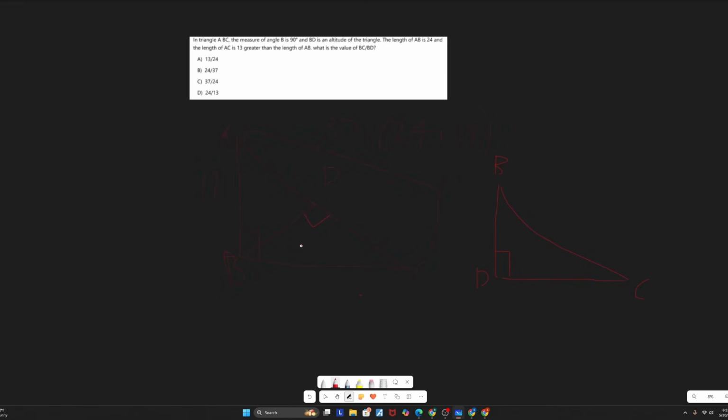We're also told that AB is 24 units, and AC is 13 more units in comparison to AB. So AC would be 24 plus 13, or 37 units in total. And our goal is to find the value of BC divided by BD. So since triangle ABC is a right triangle and we know two of its sides, we can use the Pythagorean theorem to find side BC.